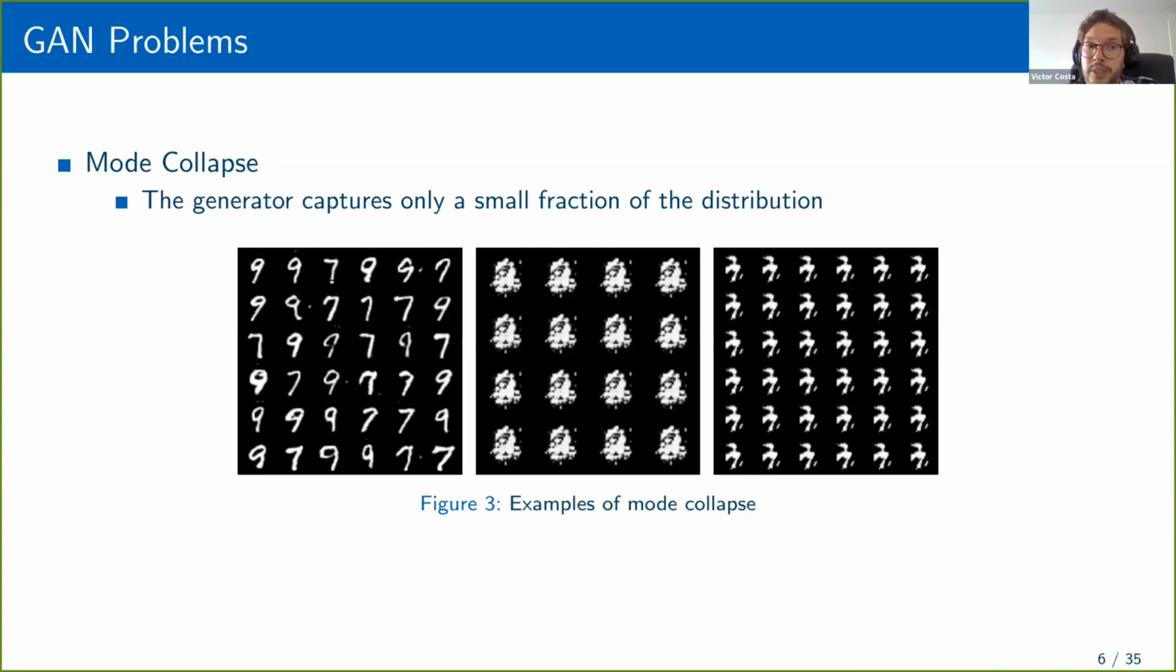Another issue is the mode collapse problem. This issue occurs when the generator captures only a small fraction of the distribution. Here we have three examples of a generator trained using a digits dataset, and it failed to capture the distribution and generates sometimes only some digits and other times only noisy images.